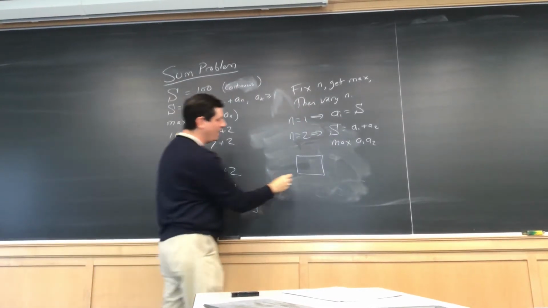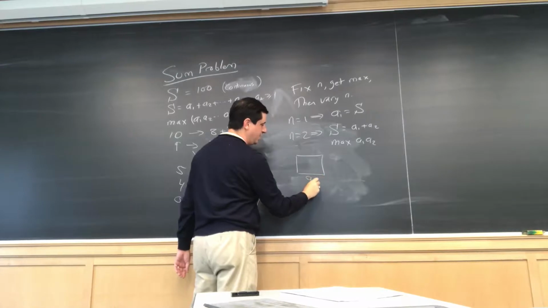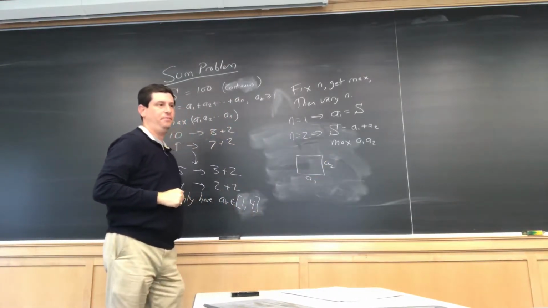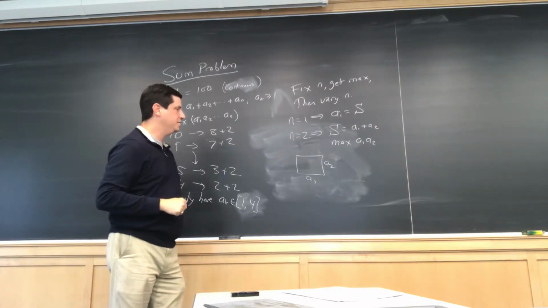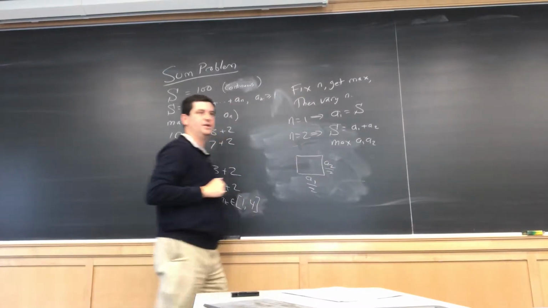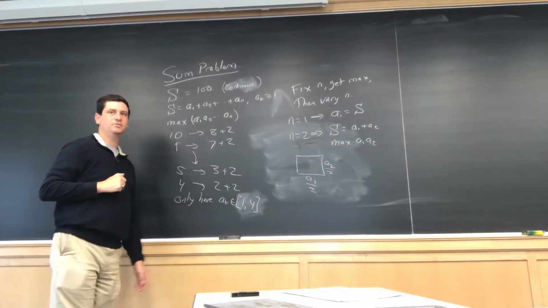All right. So if you have something like this, here's A1, here's A2. Or technically, this would be maybe half of A1, half of A2, right? And S is like the semi-perimeter rather than the perimeter.